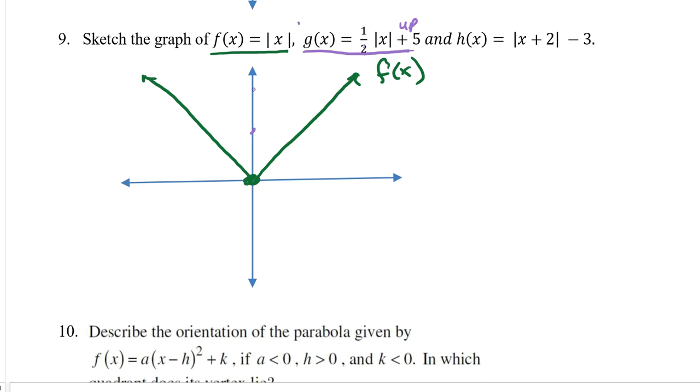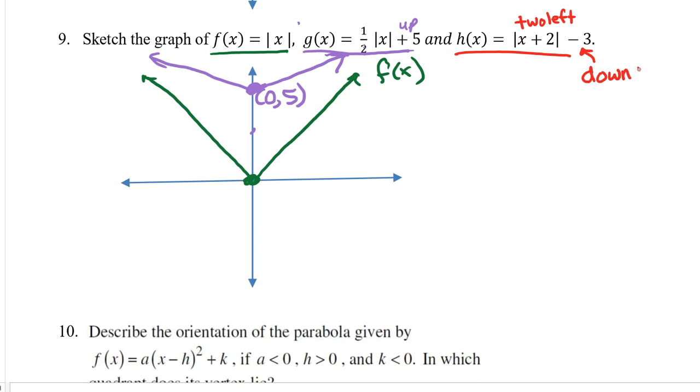So let me choose here. I didn't give you much space here. Let's say that, and I'm not being very precise here. Again, it would probably be multiple choice. So as long as you tell that the graph was wider and had an intercept at 5. And our third graph, h of x, we are moving the x 2 to the left. So we're going 2 to the left, and then we're subtracting 3.